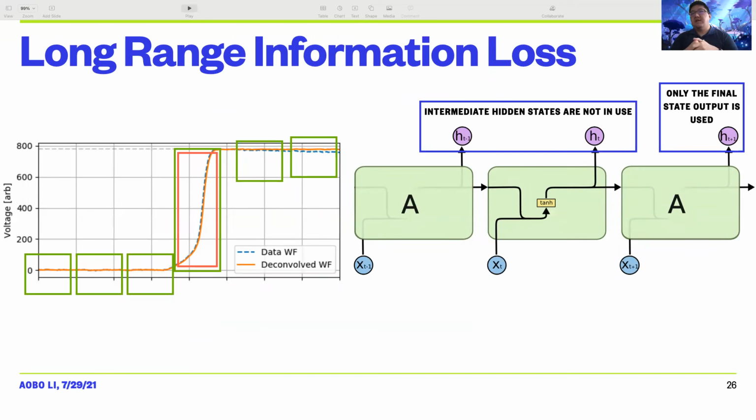We also discussed the long-range information loss in time series data. As you can see, if you feed this waveform into your recurrent neural network, you have this baseline part, which doesn't contain much information. You have this rising edge part, which contains most of the information. Following that, you have this falling edge part, which does not contain a lot of information either. When you feed this waveform into the recurrent neural network, you only use the final hidden state output, and you basically throw away all the intermediate hidden state outputs, which is a huge waste of information.